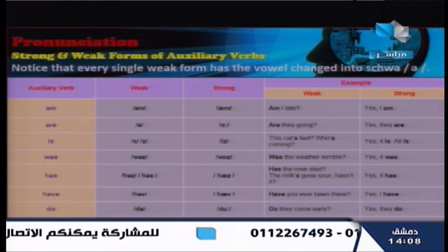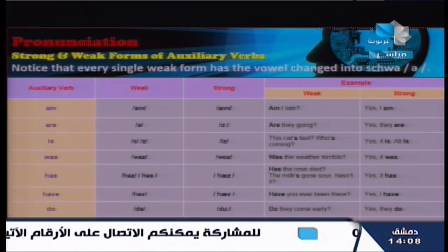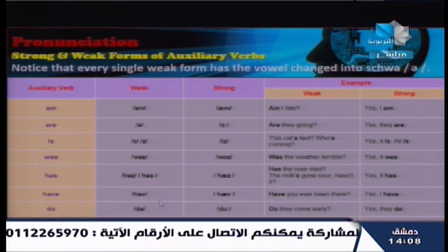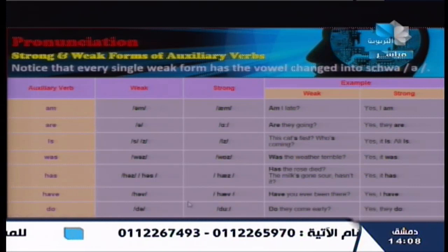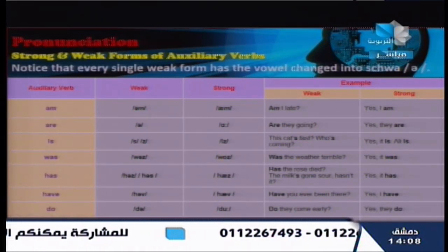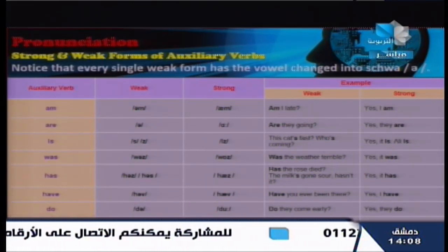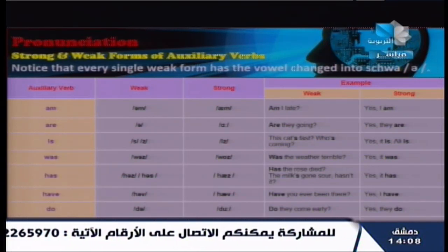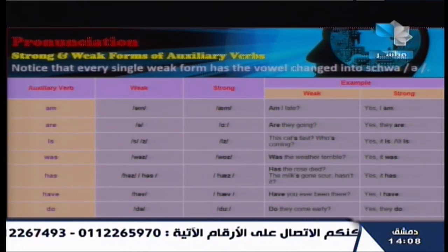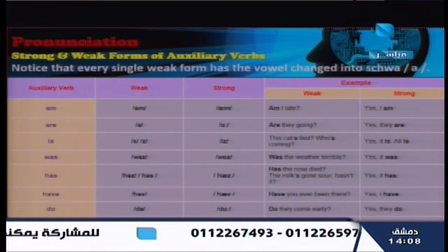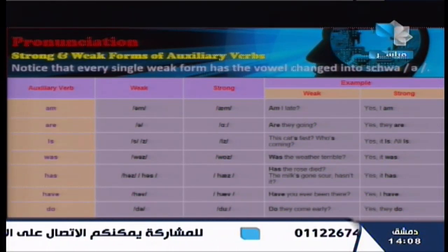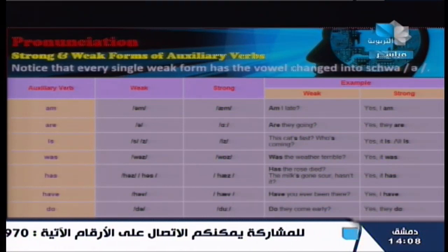Has the rose. The milk's gone sour, hasn't it? It is also in the weak form. The answer, yes, it has. Have can be pronounced in the strong form or in the weak form. In the weak form, have. But in the strong form, have. Example, in the question form here, we have: have you ever been there? Yes, I have. It is not followed by anything, so it should be in the strong form.